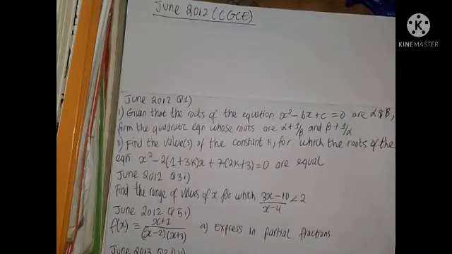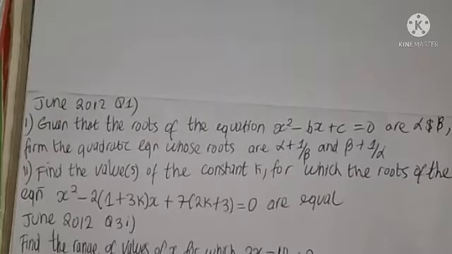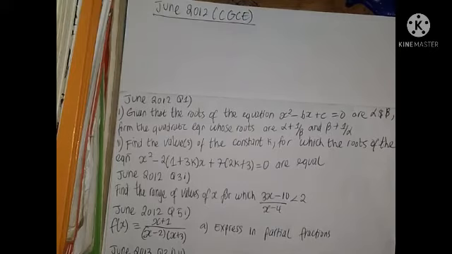So in this first part of this video, the first question reads: given that the roots of the equation x squared minus bx plus c equals 0 are alpha and beta, form the quadratic equation whose roots are alpha plus 1 on beta and beta plus 1 on alpha. And Roman 2 says find the values of the constant k for which the roots of the equation x squared minus 2 into 1 plus 3k all multiplied by x plus 7 into 2k plus 3 equals 0 are equal. Okay, so for the first part, it's almost similar to what we have done so far.